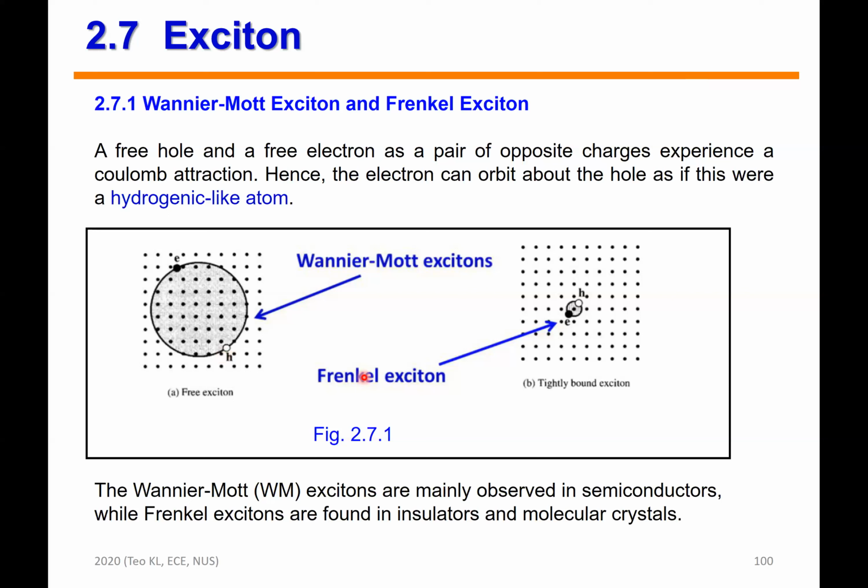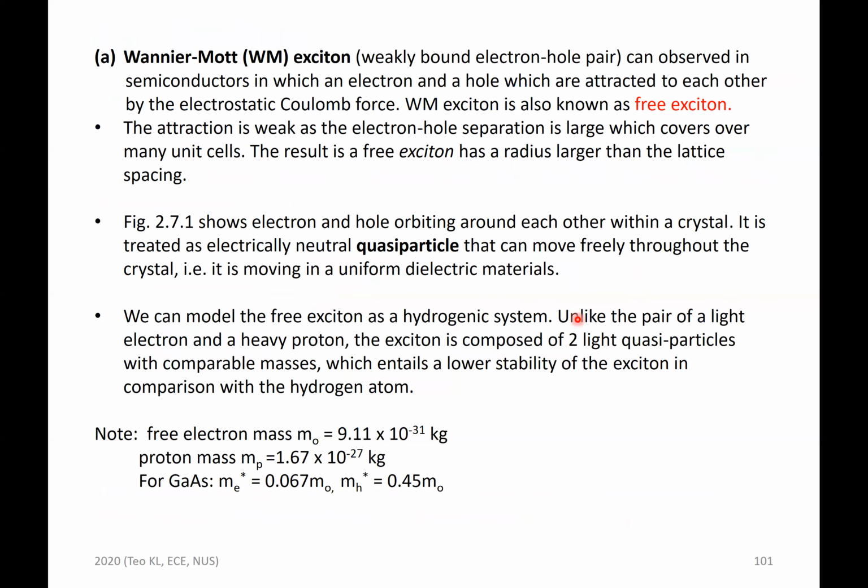Now, there's another type of exciton known as the Frenkel exciton, where the electron and hole separation is just a lattice constant apart. So the Coulomb attraction is very strong, and therefore the binding energy is very large. The exciton derived by Wannier-Mott by solving the Schrödinger equation is called the Wannier-Mott exciton. So in semiconductors, Wannier-Mott exciton is also known as the free exciton.